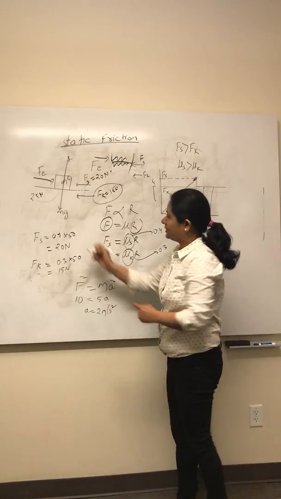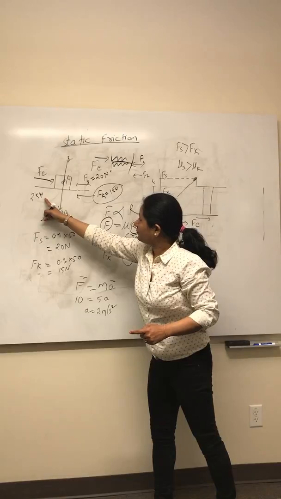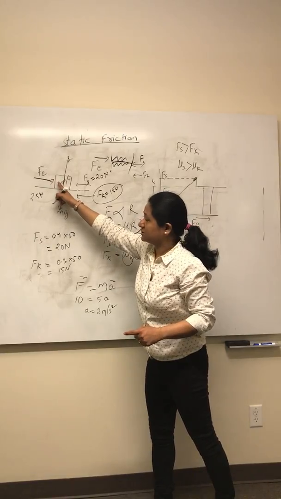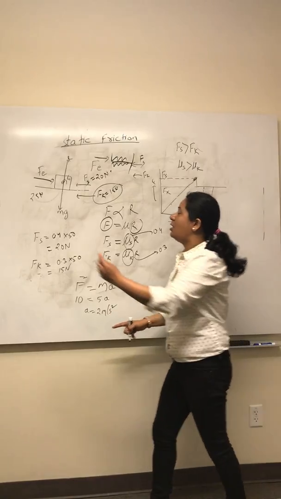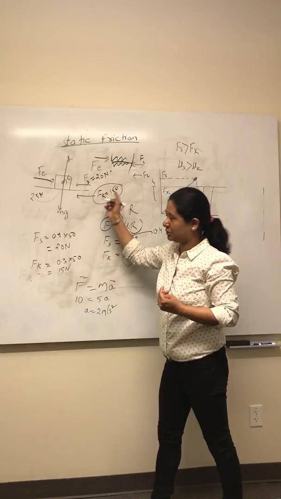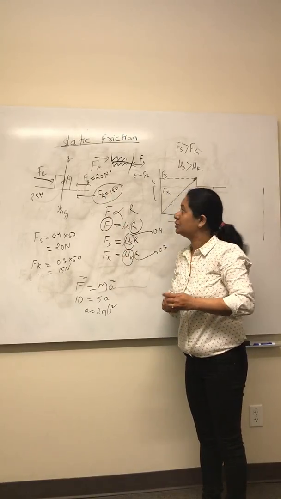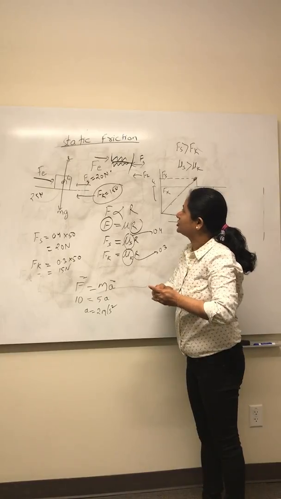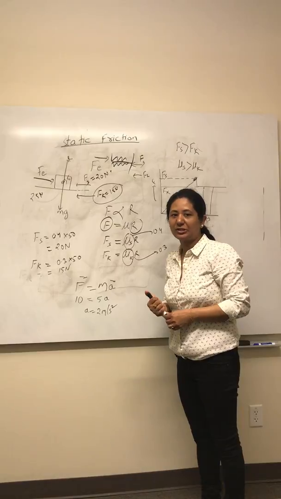So I can say that by the application of 25 newtons of force, the body would accelerate by 2 meters per second squared along the direction of the applied force, because it's more than the kinetic friction. I think with this example I could explain static friction clearly. Thank you.